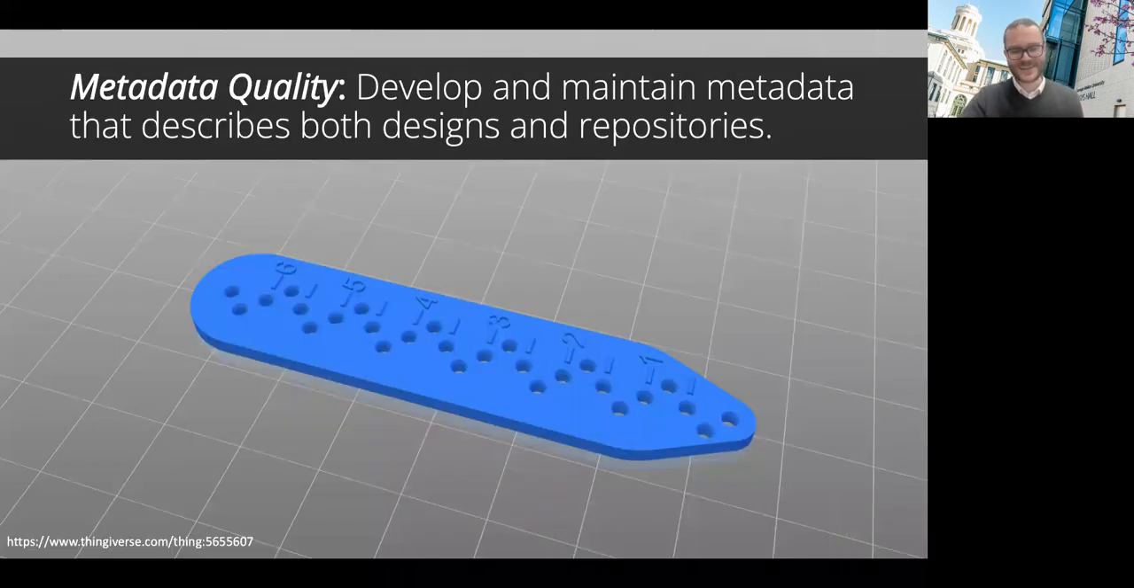The third principle for DeFi is metadata quality. So the principle here is to develop and maintain metadata that describes both designs and the repositories that they're part of. So here, I always come back to the issues with STLs, right? STLs maintain geometric data, but they don't maintain any metadata, right?